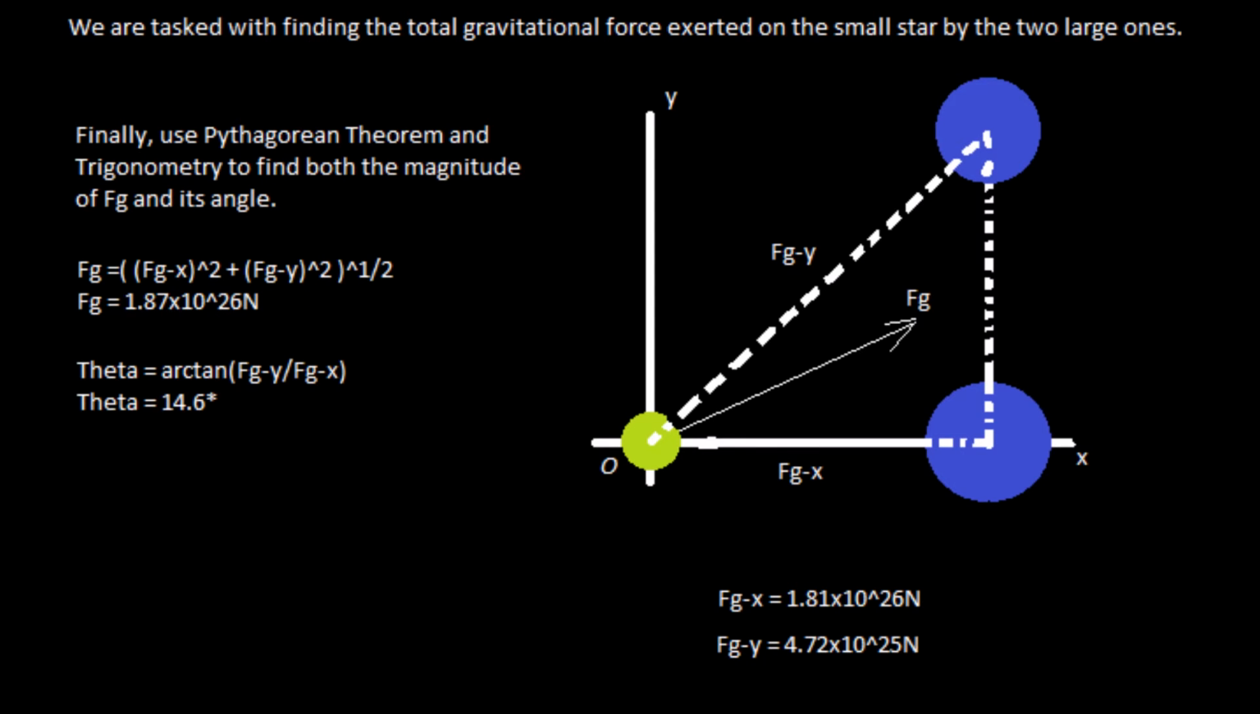Now we use the Pythagorean theorem to calculate the magnitude of our resultant vector. This result is the total gravitational force exerted on the small star by the two larger ones. Now to find the angle this force makes with the horizontal, we just use arctangent of the y component over the x component of our force, and it should equal 14.6 degrees.